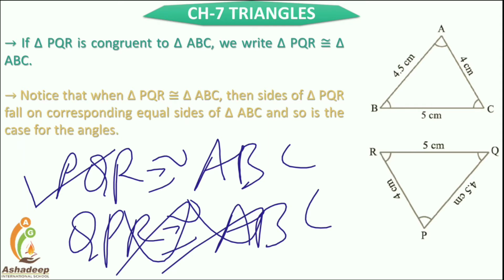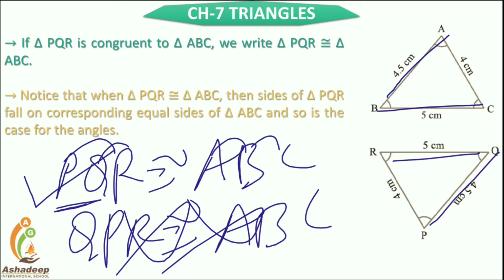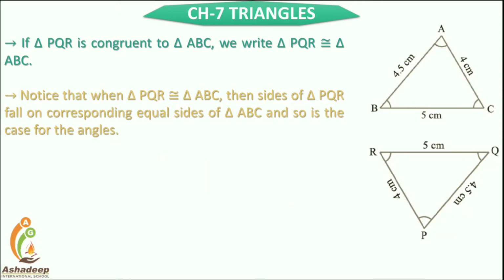Why PQR, ABC? Because PQ and AB must be equal, so they must be in line. Then QR and BC are equal, right? AB and PQ are equal, BC and QR are equal, and PR and AC are equal. So those must be written in the sequence only, right?